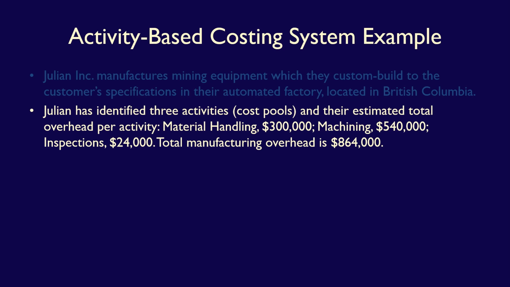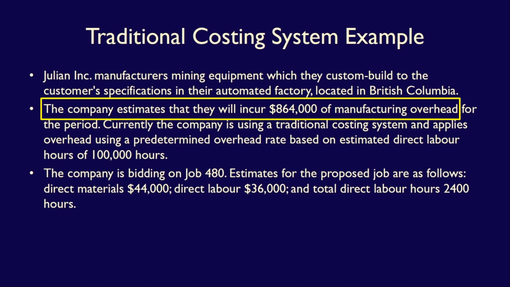Julian has identified 3 activity cost pools and their estimated total overhead per activity. Material handling, $300,000. Machining, $540,000. Inspections, $24,000. Total estimated annual overhead is $864,000. Note that the estimated overhead for the year under activity-based costing is $864,000. This is identical under the traditional costing system, $864,000.